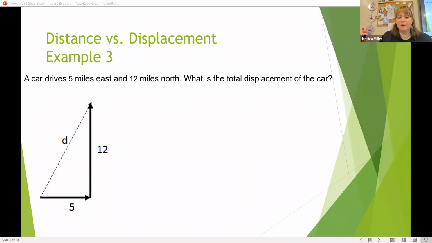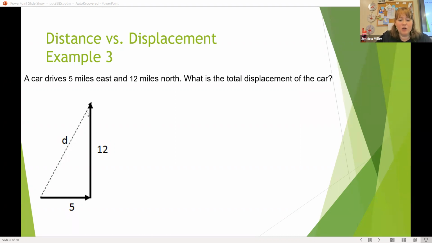What happens if you are changing direction? Then you need to remember that displacement is just start to finish, and we're going to solve that mathematically a little differently. So a car drives 5 miles east and 12 miles north. What is the total displacement? So we draw that out by going 5 in an east direction and 12 in a north direction.